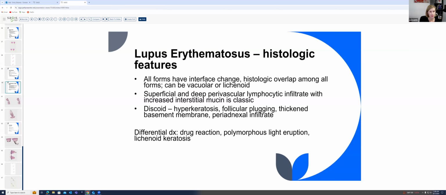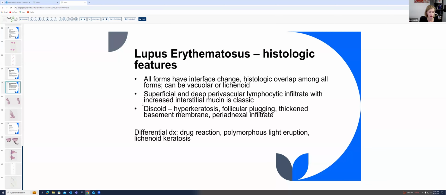All forms of lupus histologically show some overlap. So while there are features that are suggestive of one form over the other, in many cases, as the pathologist, what we can tell you is that this looks like lupus or it looks like a connective tissue disease, but we can't necessarily be more specific than that.